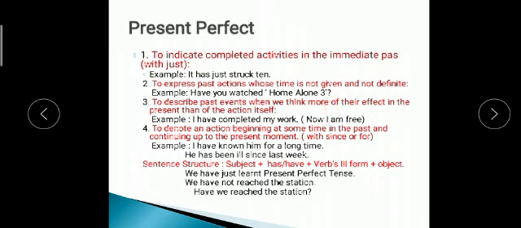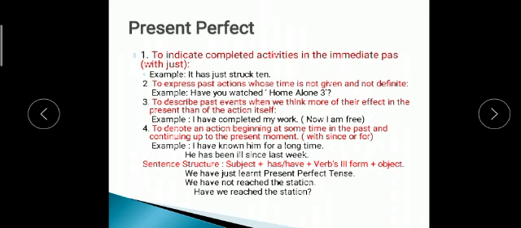Here we have used present perfect tense to describe past events when we think more of their effect in the present than of the action itself. I have completed my work. Now I am free. So here, any past event, when we describe, so when we think more of their effect in the present times than when the action had taken place. So that time also we use present perfect.